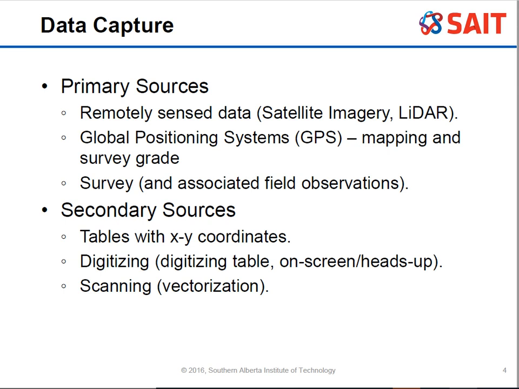The other one is secondary sources, where you can use tables that have XY coordinates. You can go online and download data. You can do digitizing, and there are different ways to do digitizing. There's also scanning, which is known as vectorization, and there are some automated methods for that. Some are better than others, but of course, cost comes with it too.